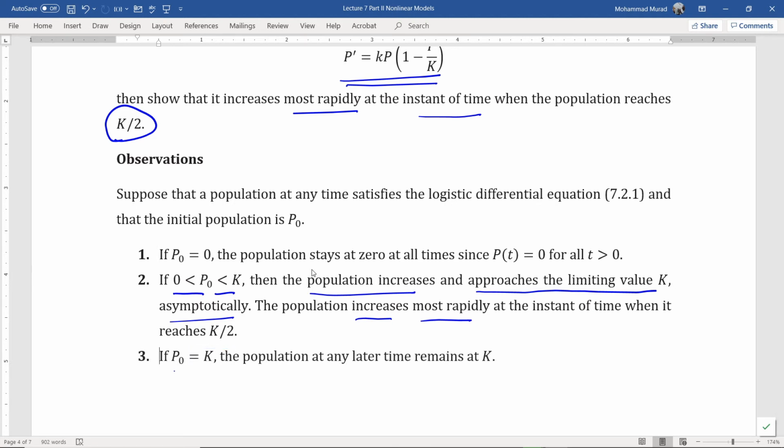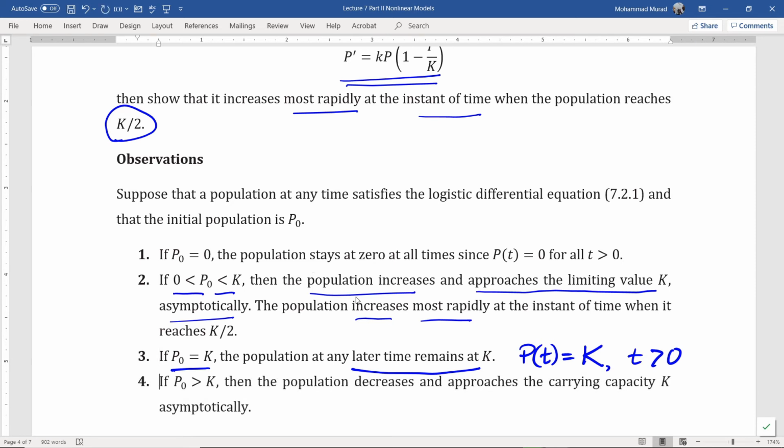If the initial population is equal to the carrying capacity, then the population at any later time remains at k, since this solution then satisfies the initial condition. If the initial population is greater than the carrying capacity, then the population decreases and approaches the carrying capacity k asymptotically.